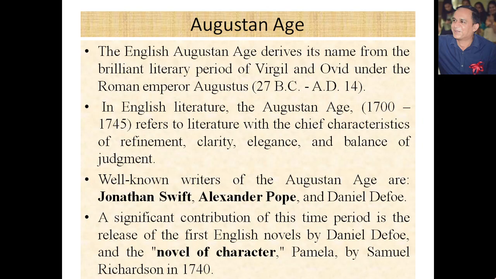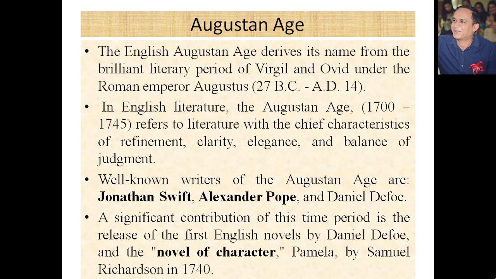Then we come to the Augustan age. So English Augustan age, King Augustus, the Emperor Augustus, Roman Emperor Augustus, he was a great emperor, right, of Rome, who existed from 27 BC to 14 AD. So he lived many years ago. But why is this name applied to this age?